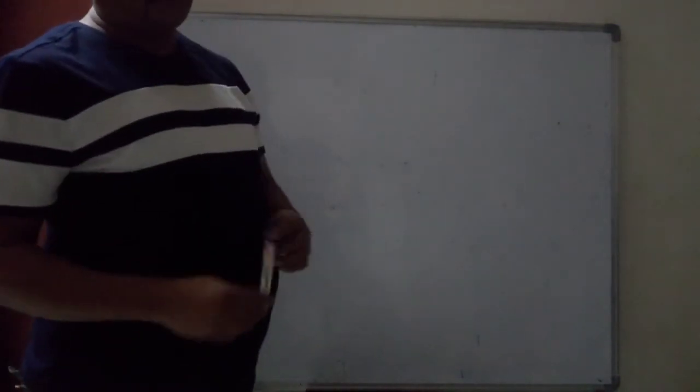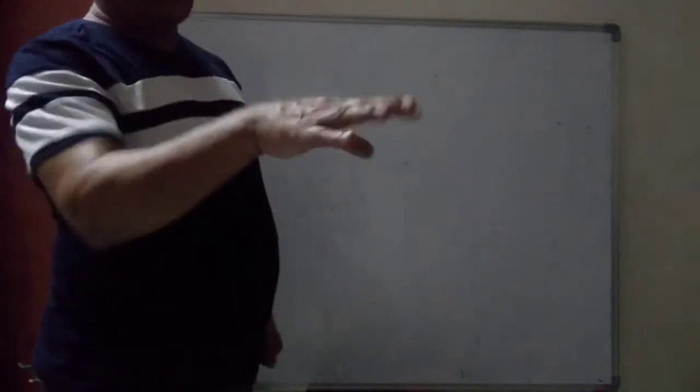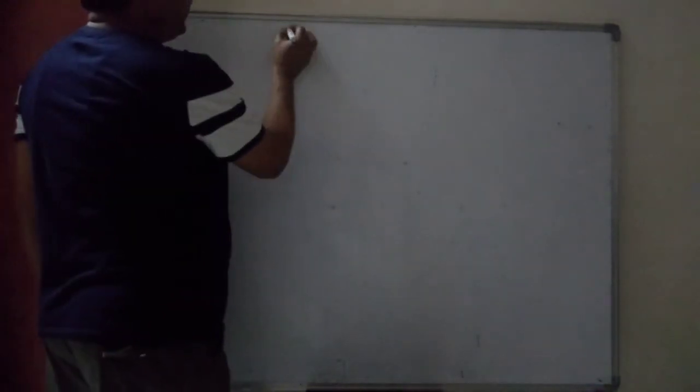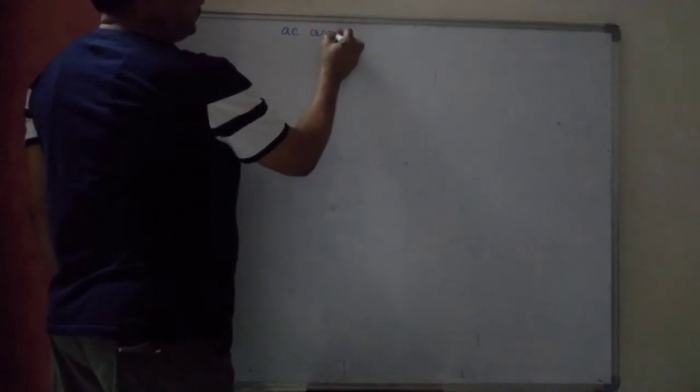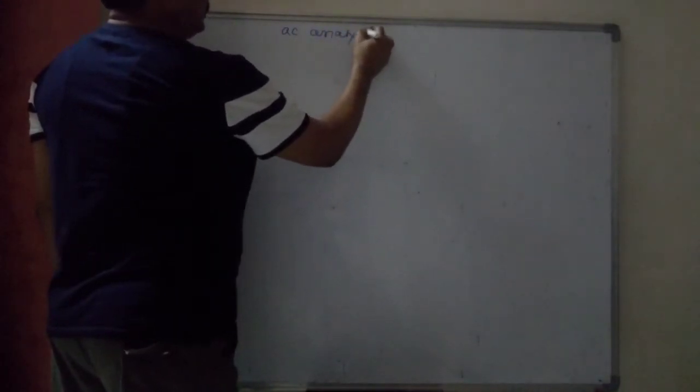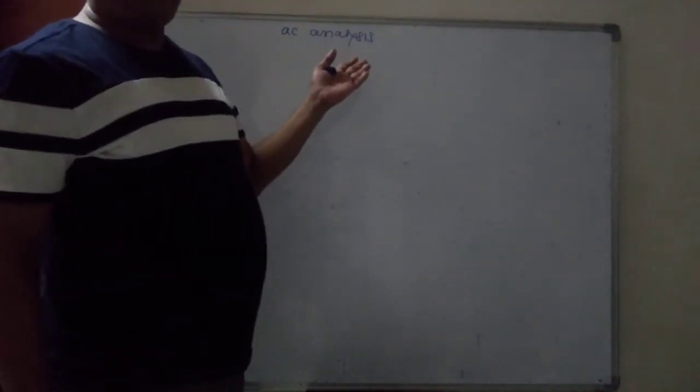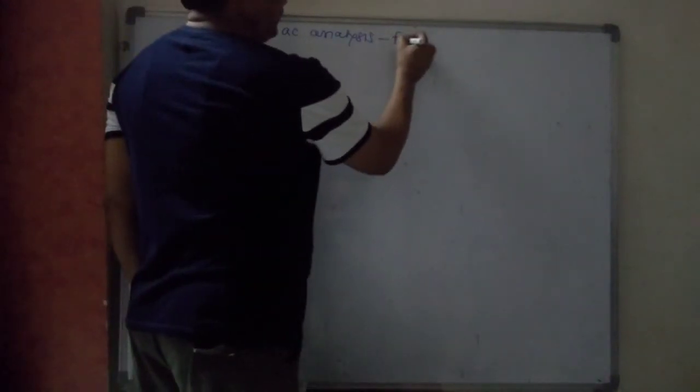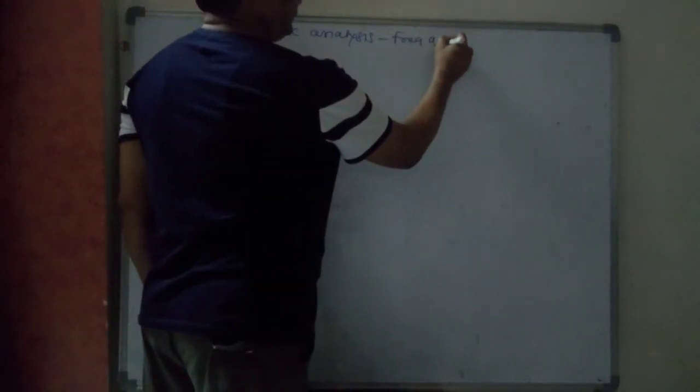In previous articles, we have studied Q point of BJT and FET. Q point is known as DC analysis of BJT and FET. Now we have to study AC analysis of BJT. AC analysis means frequency dependent analysis, frequency analysis.